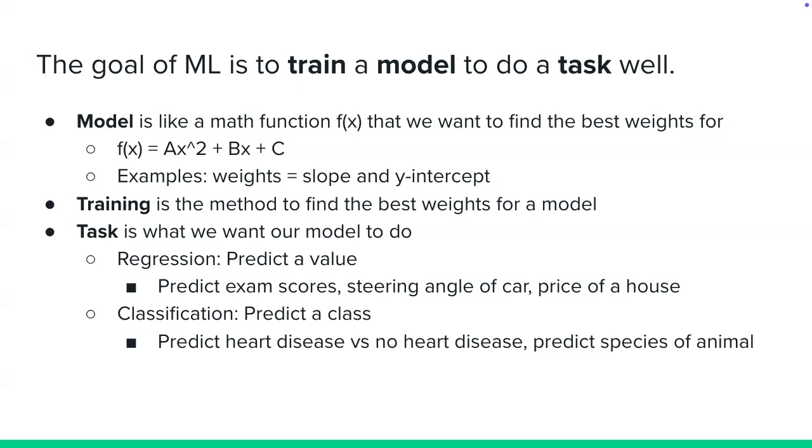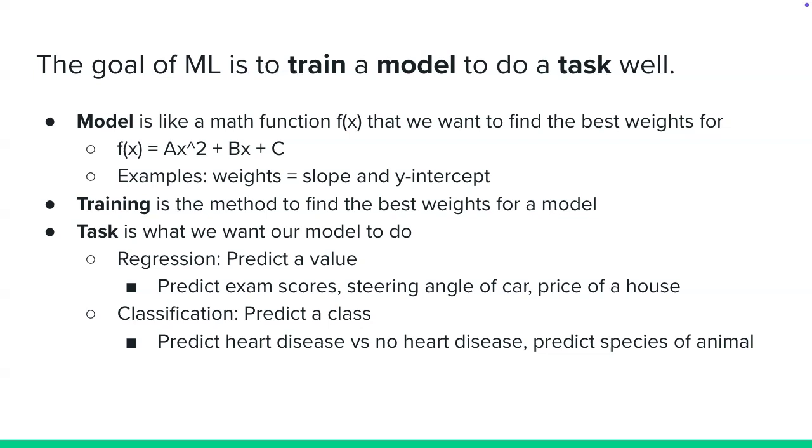The first is regression. If we want our model to predict a value, some examples are: 1, predicting exam scores; 2, predicting the steering angle of a car, how much the car should turn in order to drive on the road; and 3, predicting what the price of a house should be, if we know how big the house is, where it is located, how many bedrooms it has, how many bathrooms it has, and so on.